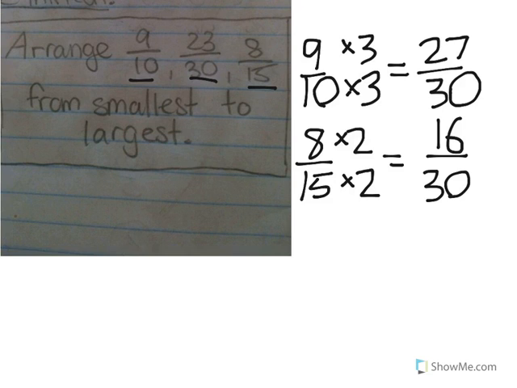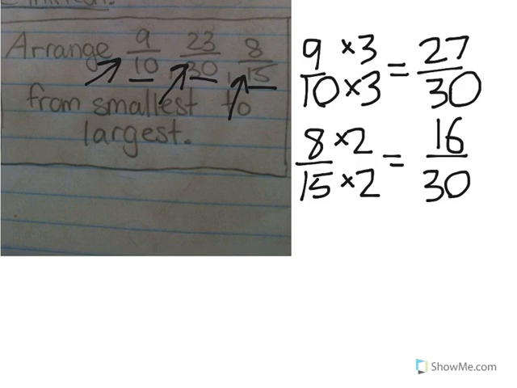So really what I have here in 30ths is I've got 27/30ths, 23/30ths, and 16/30ths. Well, which one has the least number of 30ths?